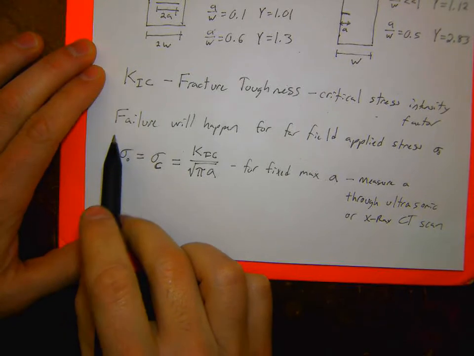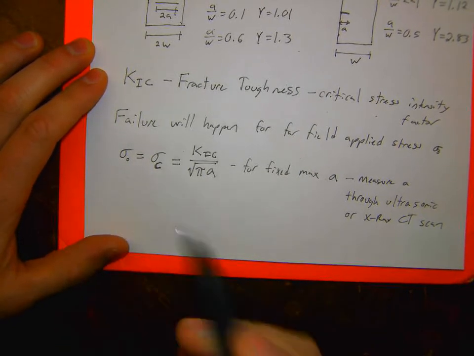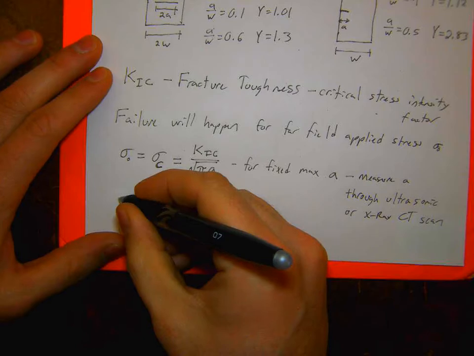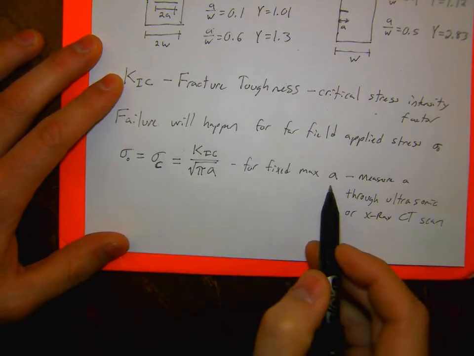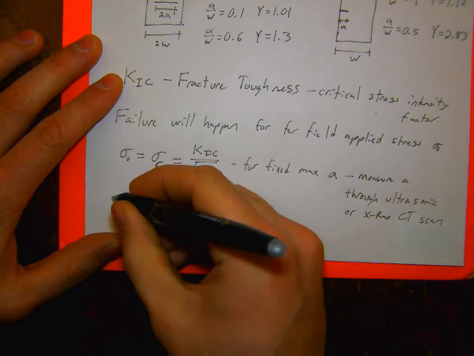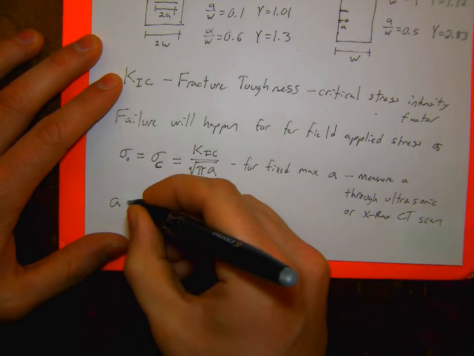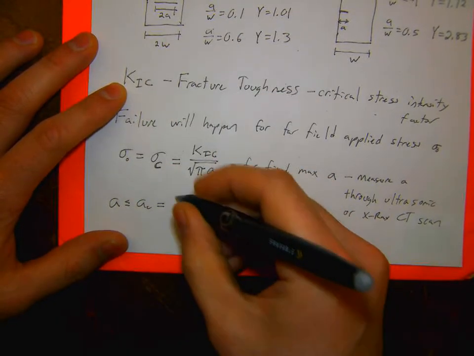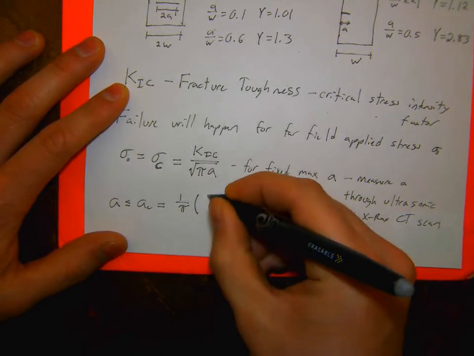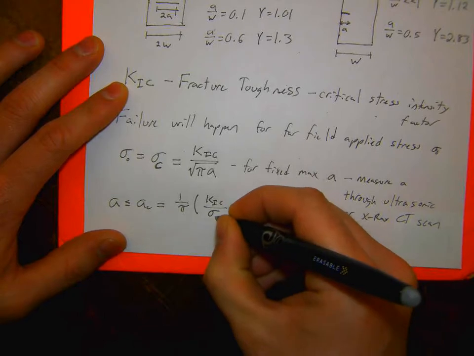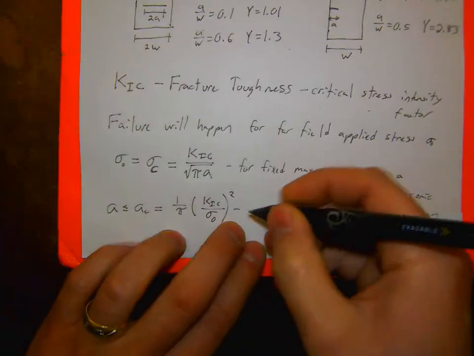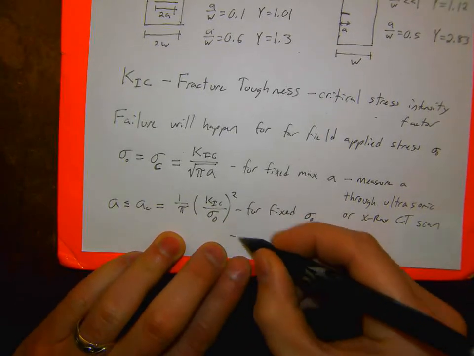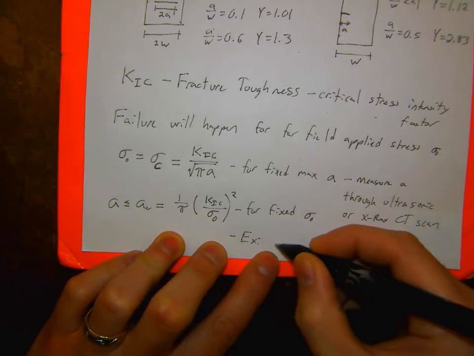The other condition for failure is when I have a certain fixed far field applied stress and a crack grows to a certain size. So this is for a fixed maximum crack size, but also failure happens when a is greater than or equal to some a critical, which, reorganized, is 1 over pi times K_IC over sigma naught, squared. This is for fixed sigma naught, for example in a pressure vessel.